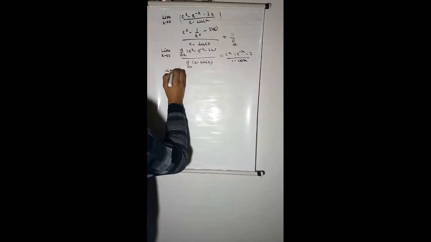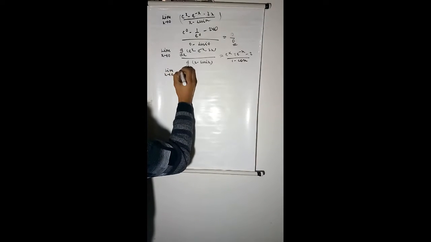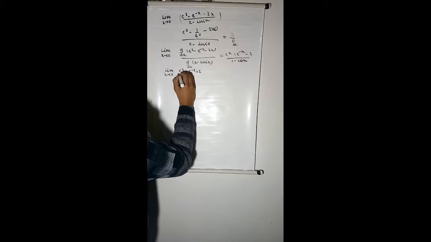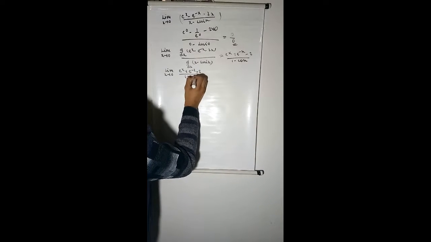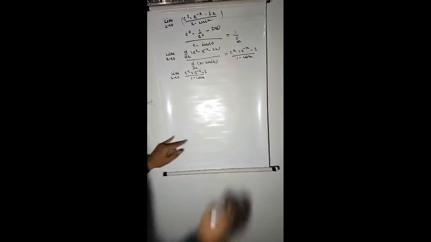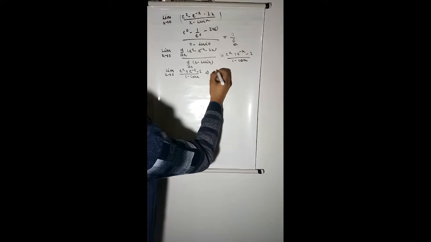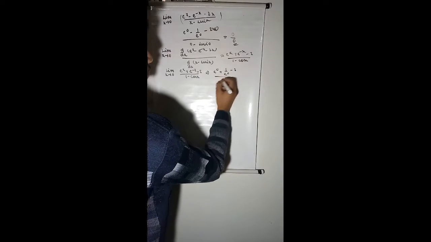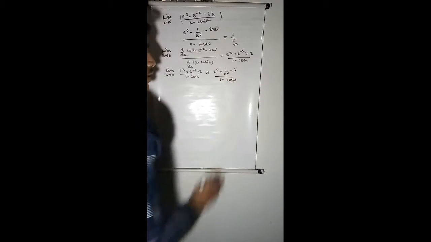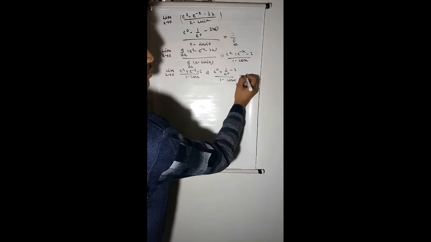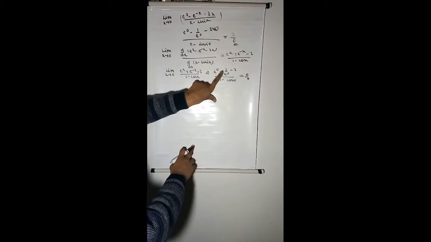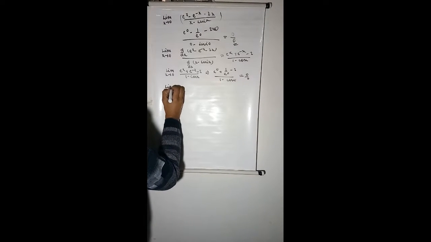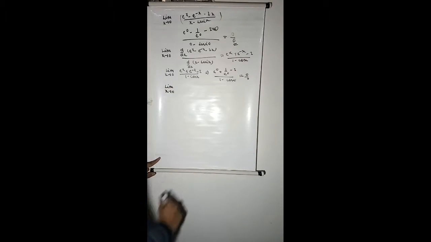Now we have limit x tends to 0, e to power x plus e to power minus x minus 2 upon 1 minus cos x. Now again apply the limit. It will be e to power 0 plus 1 upon e to power 0 minus 2 upon 1 minus cos 0. Still it is 0 upon 0. See, 1 plus 1 is 2, 2 minus 2 is 0. Cos 0 is 1, 1 minus 1 is 0.